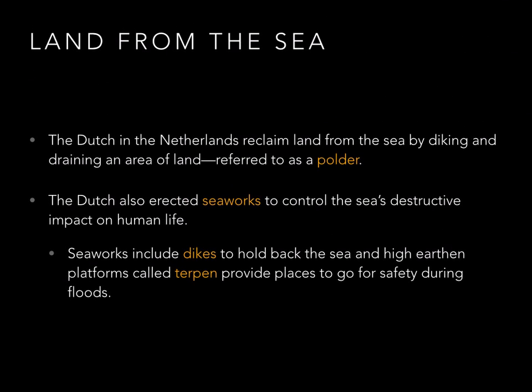Land from the sea. The Dutch in the Netherlands have reclaimed land from the sea by diking and draining an area of land. They call this a polder. When you've drained the land, it's a polder.